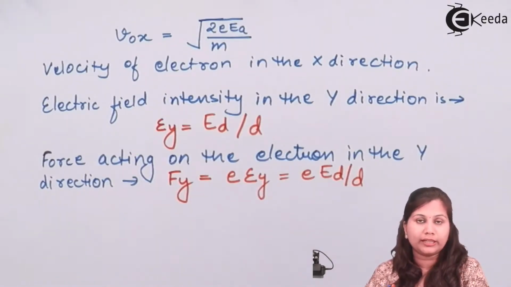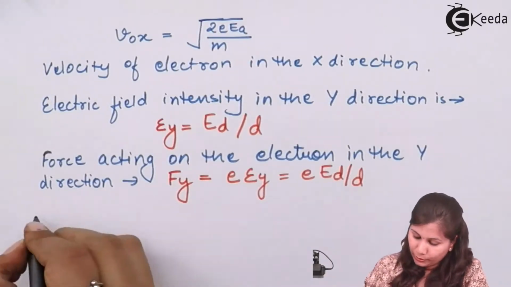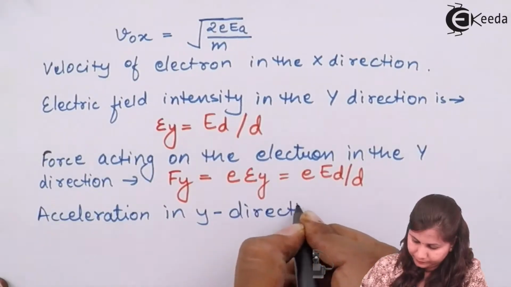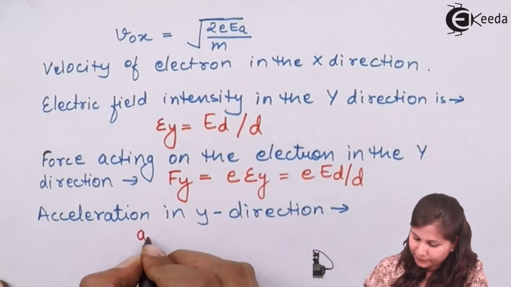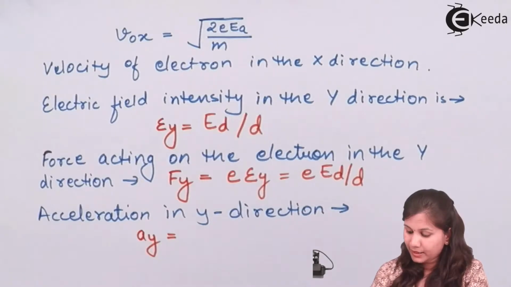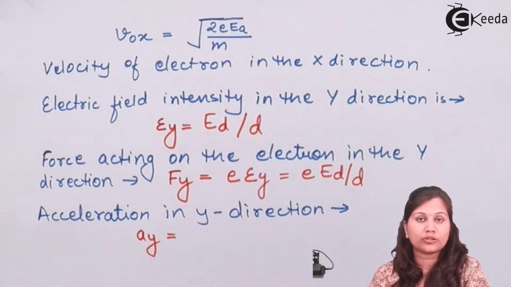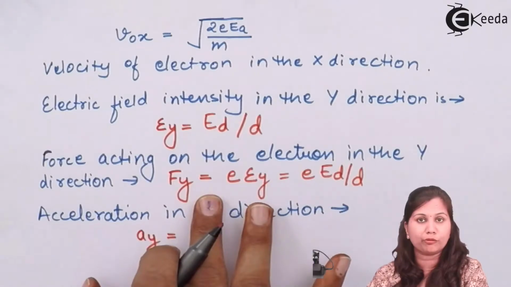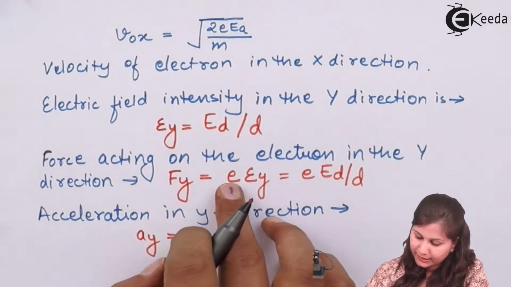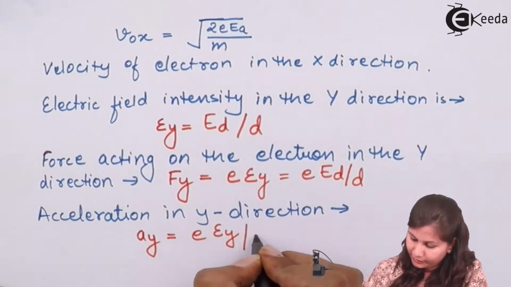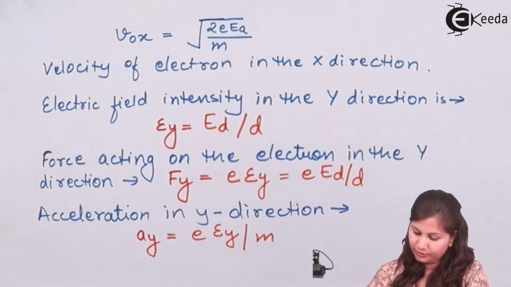Now, because the electron is experiencing the force, it will be accelerated. The acceleration in the y direction, represented by Ay, will be Fy divided by the mass, because we know that force equals mass into acceleration. So to find the acceleration, we divide the force by the mass. Here the force is E times the electric field intensity, divided by the mass, and that will be the acceleration.